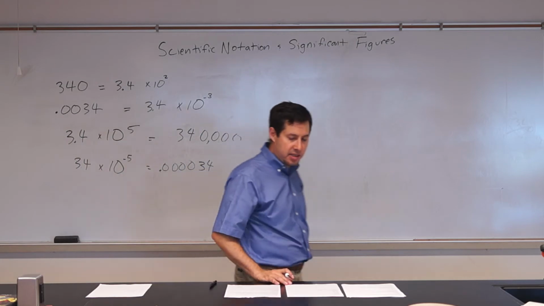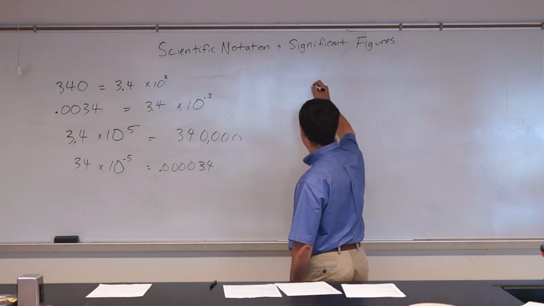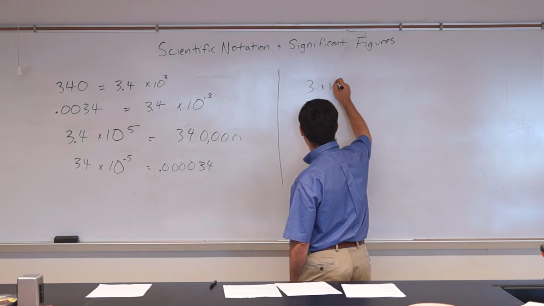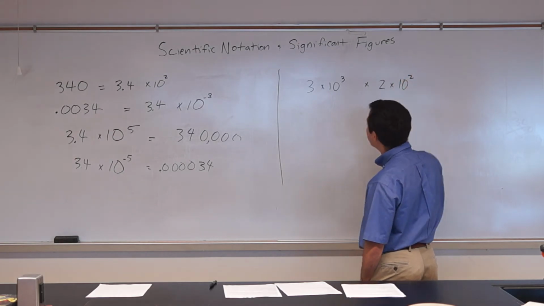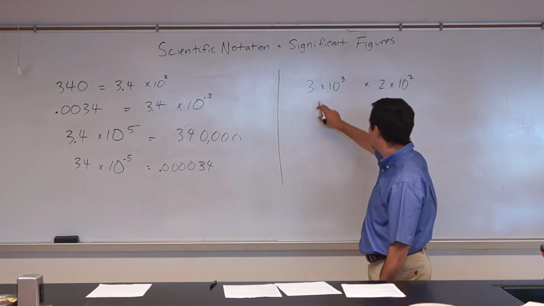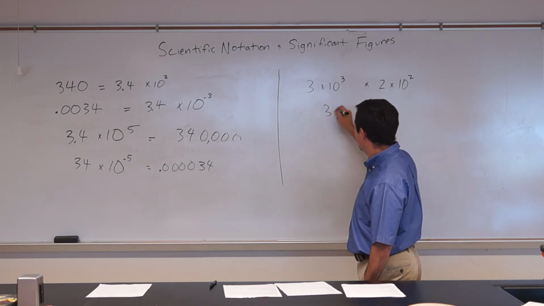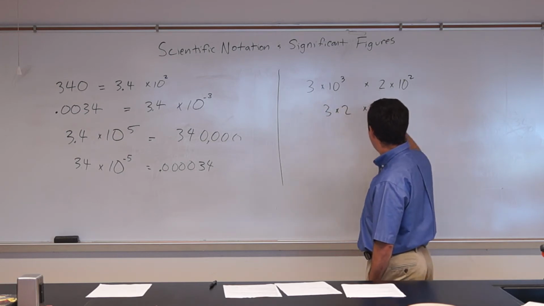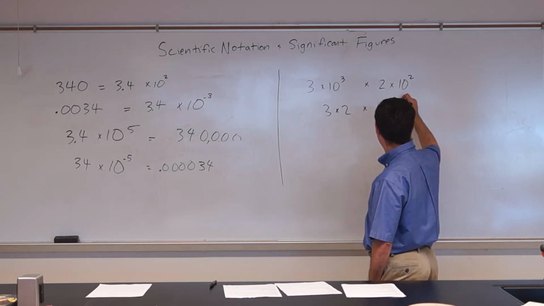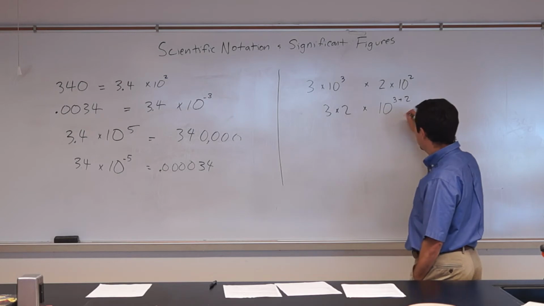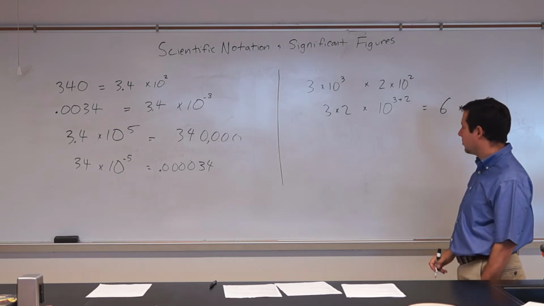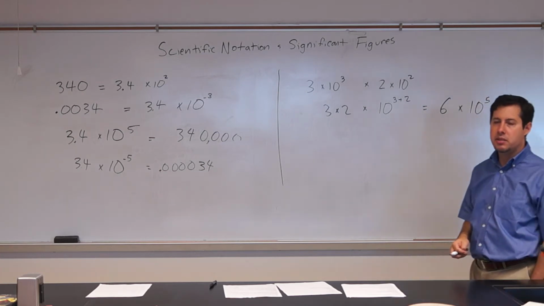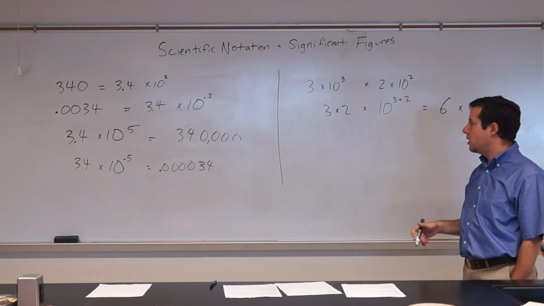If you're multiplying numbers in scientific notation, let's say you have 3 times 10 to the 3rd multiplied by 2 times 10 to the second. You can actually just add those exponents and multiply the numbers. So you can get 3 times 2 times 10 to the 3 plus 2. So you'll end up getting 6 times 10 to the 5th, which is 600,000. And you can put this into your calculator to verify that if you want.